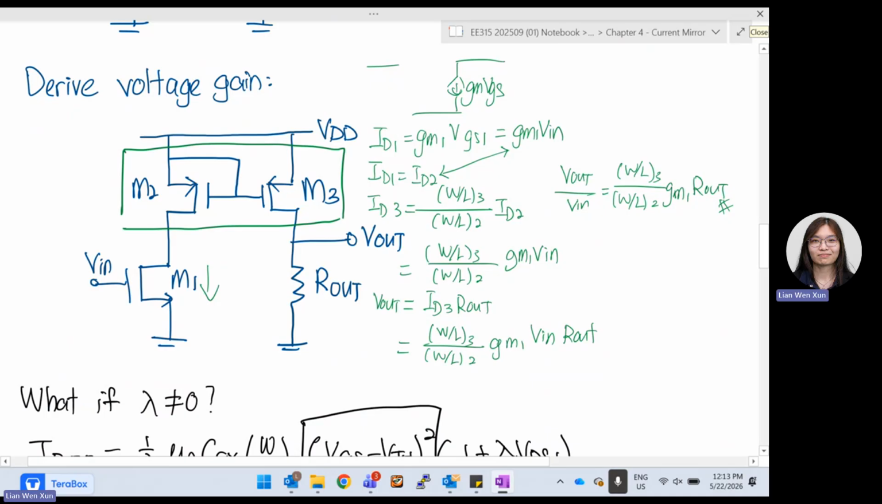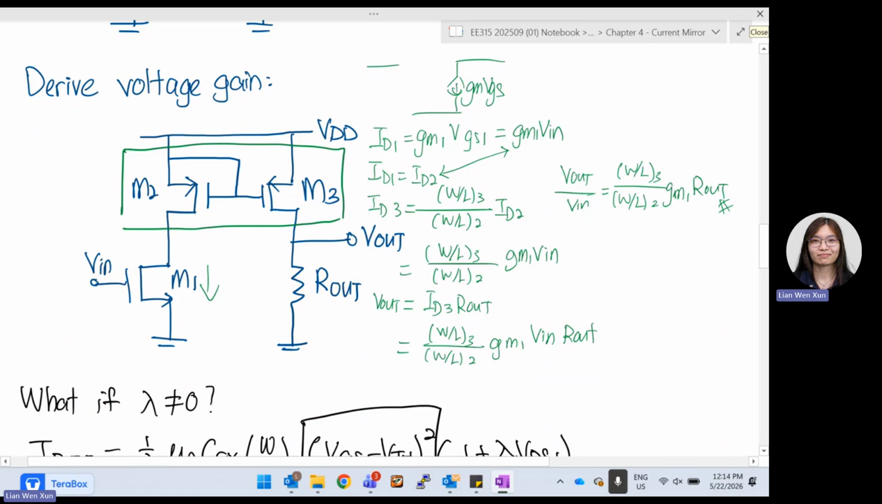Derive the voltage gain of the circuit. Okay, so it looks like a common source, or maybe not, but we can figure it out. We want to figure out what is Vout over Vin. You can try. So this is a current mirror. This is a PMOS, so it's at the top. Your source and the gate are connected, so it's a current mirror.